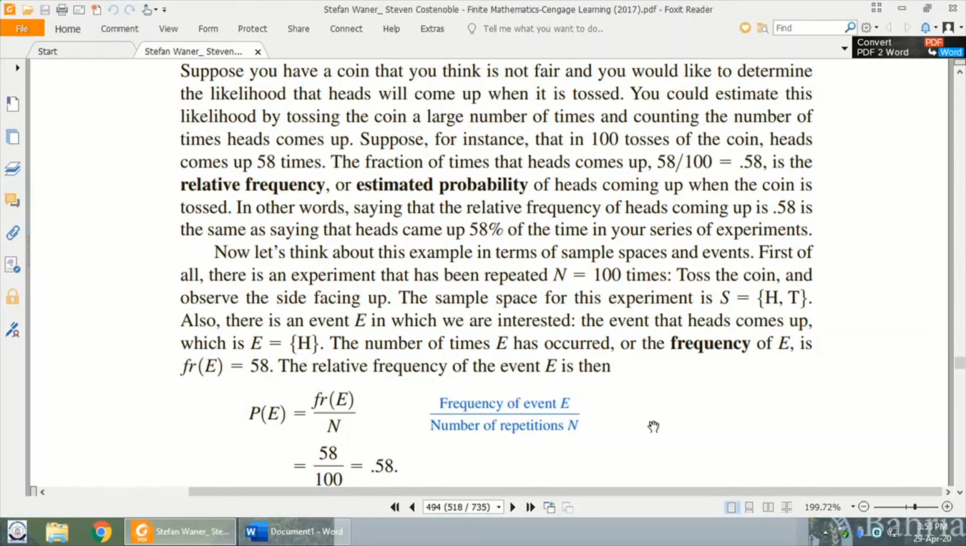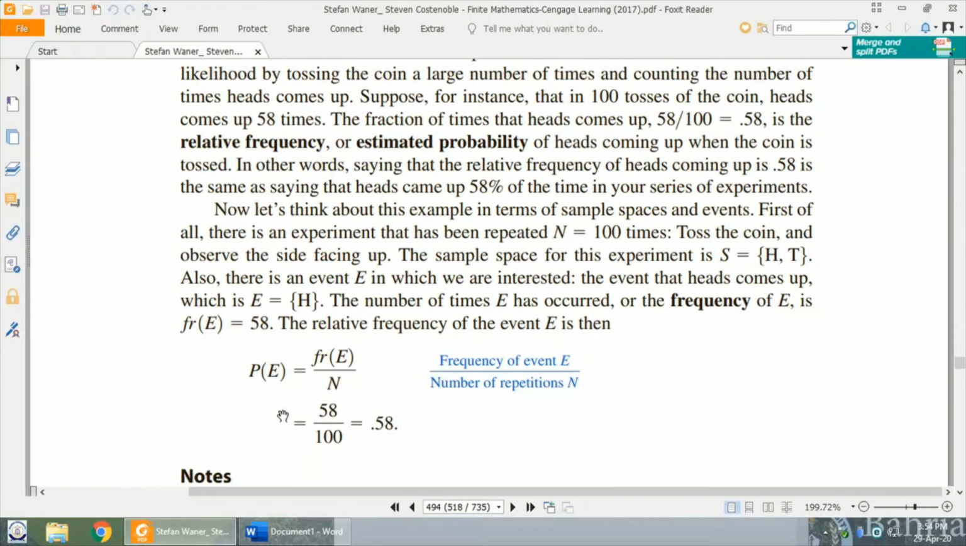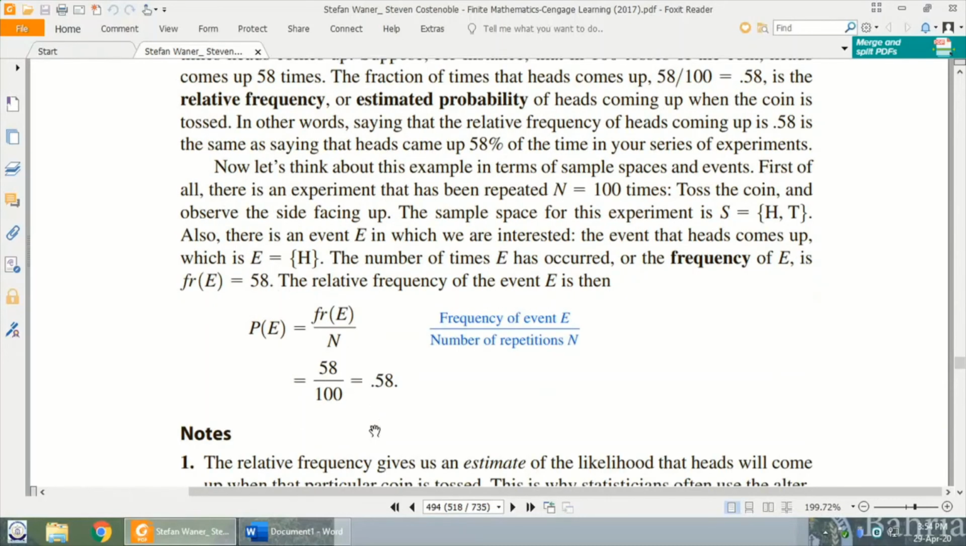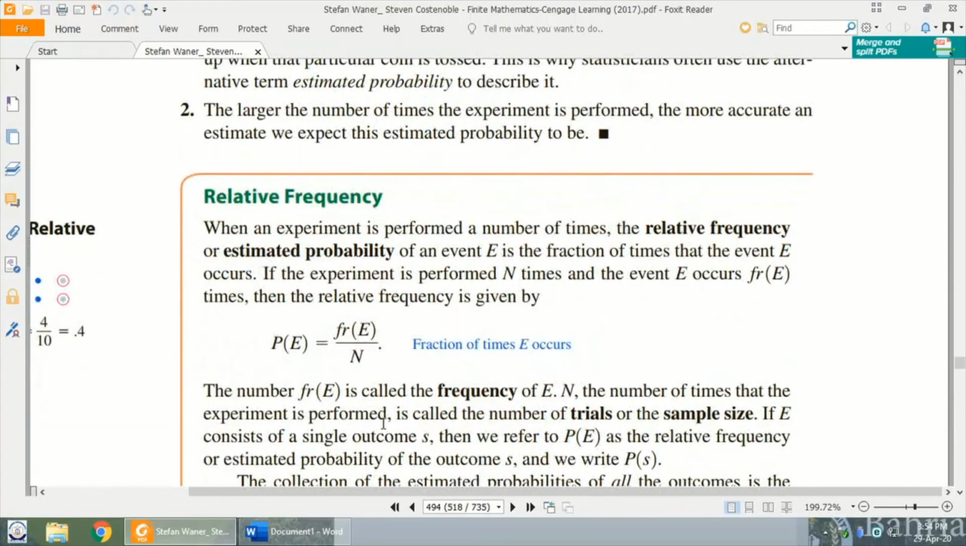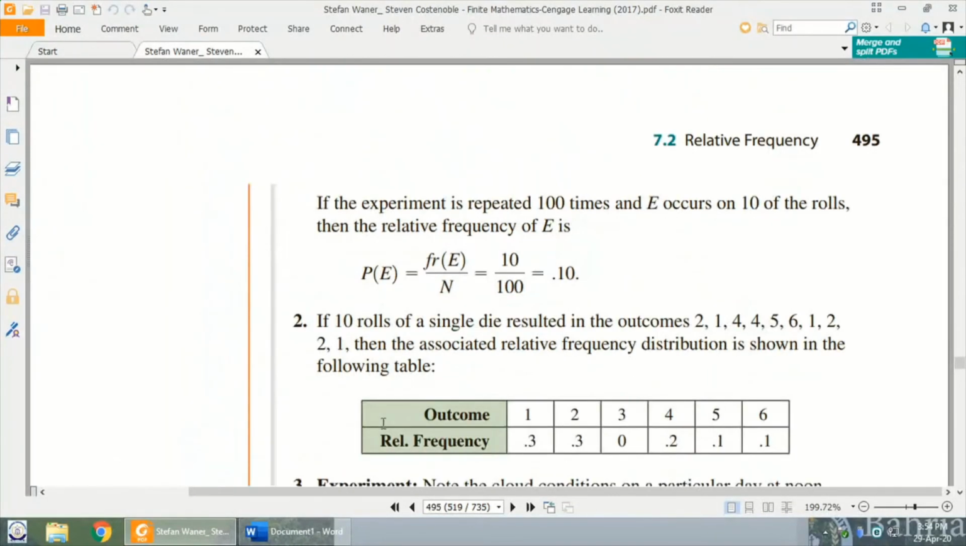In this case, the relative frequency would have the iterations, which is the number of repetitions, as the denominator. The numerator would be the frequency, the number of times that the head or the tail came up. That event is isolated, and then you can simply find out the total value in percentage. You always represent this frequency or estimated probability in terms of decimals. It's also known as the fraction.